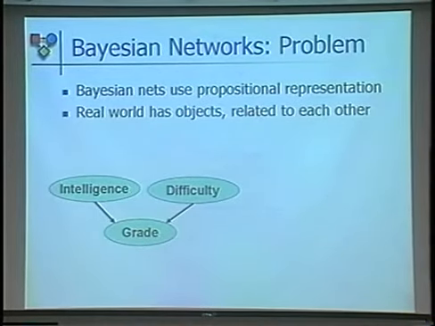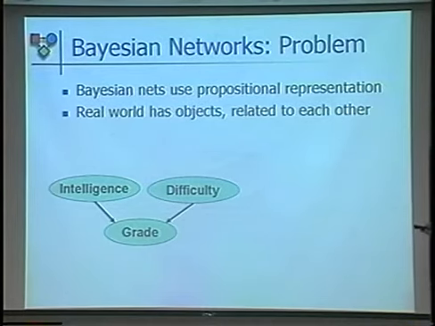Now, Bayesian networks have been around for about 15 years, and they're incredibly popular in a variety of both research work and in applications. And the question is, why do they need to be improved? What is it that they do not give us? So Bayesian networks, in some sense, are a propositional representation. Whereas, as I said in the introduction, the real world has objects that are related to each other. Okay, so what? Well, let's look at this example that we have over here.